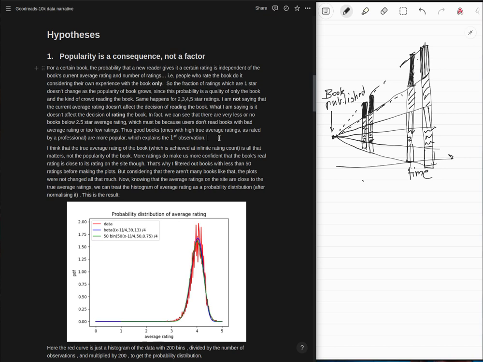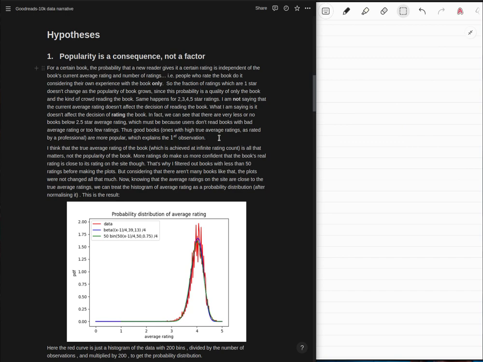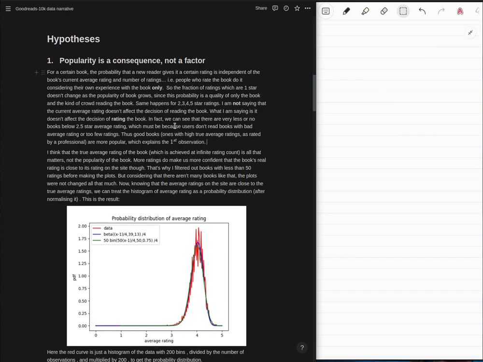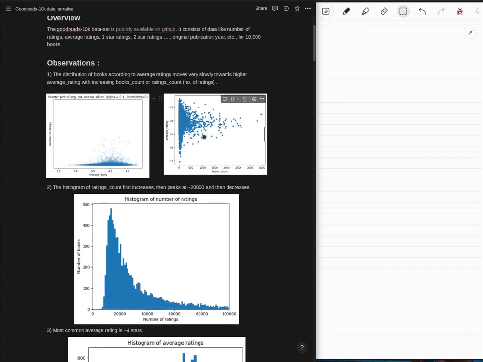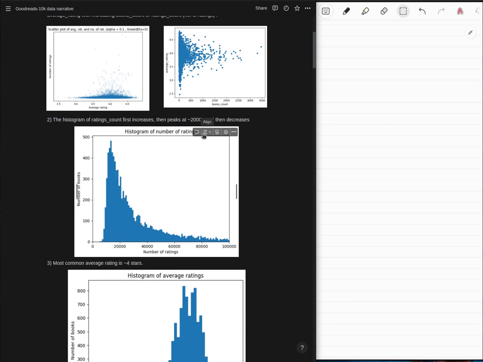Okay, so that's awesome. That was my first point, and you can also read all of that, but I won't be doing that. So how does this fit in with these observations? I mean, I just said that it doesn't matter what the popularity of the book is, right? But here you see that the more popular a book is, its rating actually increases. So that would lead to the conclusion that popularity does matter.